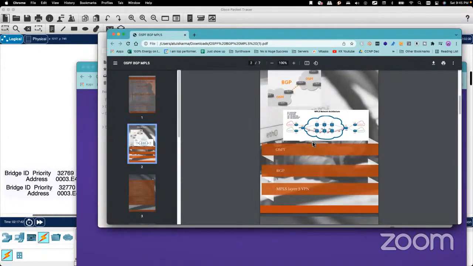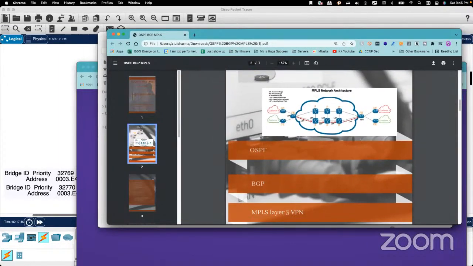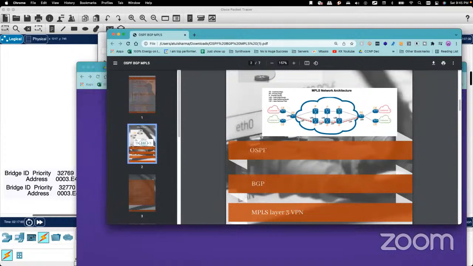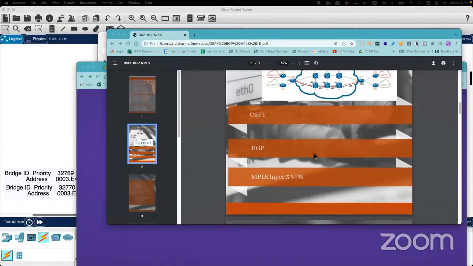So when it comes to the three sections, OSPF, BGP, MPLS, we are going to cover the L3 VPN. L3 VPN is, in short, MPLS L3 VPN, which is also widely used. So OSPF, BGP, and MPLS layer 3.